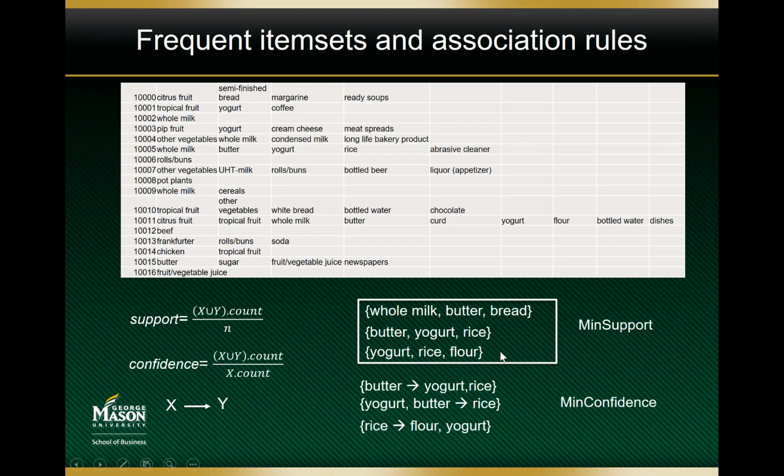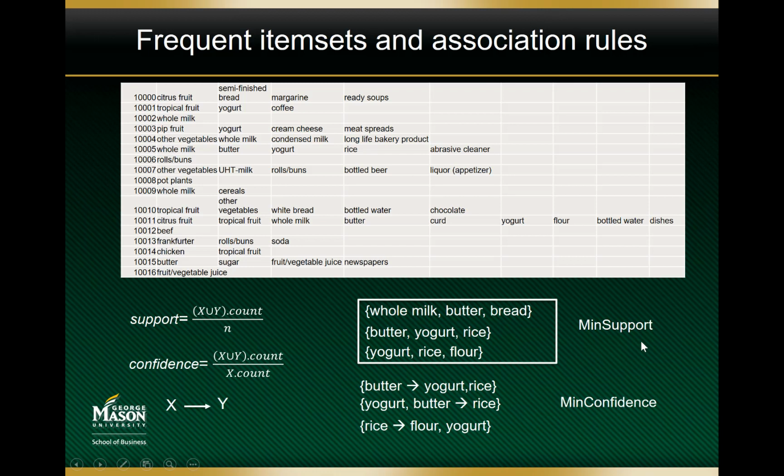Okay, so once the frequent item sets are extracted, then from those we extract association rules. For example, you can see if you look at the second item set, butter implies yogurt and rice. That's an association rule that we could extract from that item set. But we will only extract association rules that meet a minimum level of confidence.